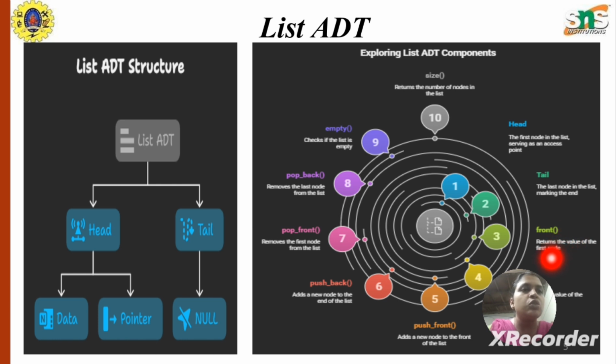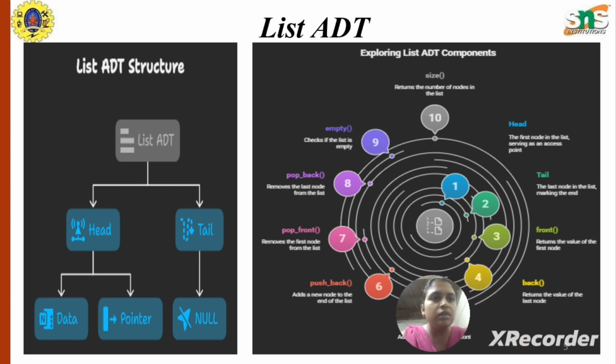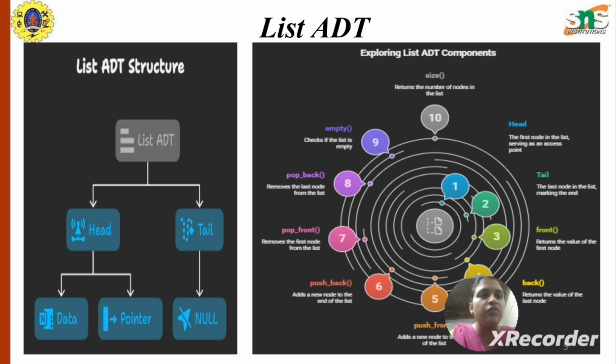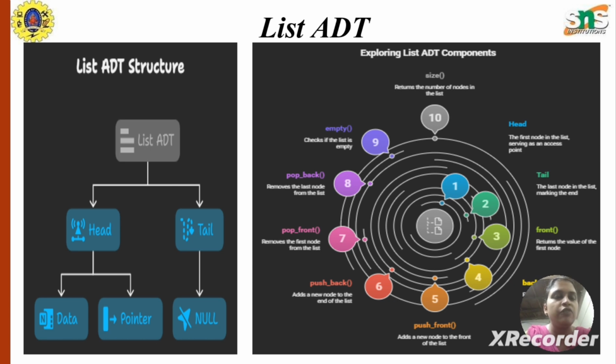Next one is front, which is going to return the value of the first node. And back, which is going to return the value of the back node. The fifth one is the push front function. Push front is used to add a new node to the front of the list. So if we use the push front method, we are going to add the node at the front.